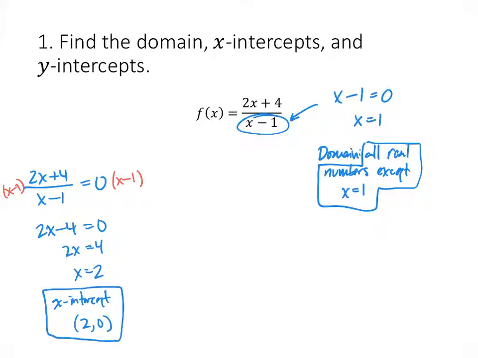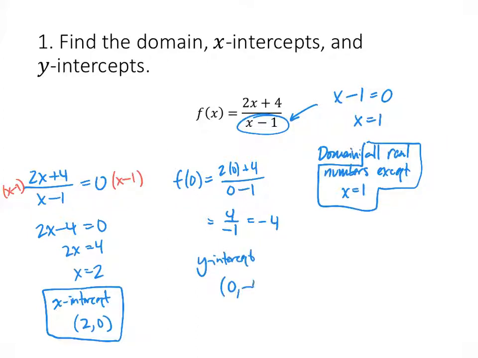For the y-intercept, we just need to look at f of 0. Assuming 0 is in the domain, which it is, we can plug in 0. In this case, we get 4 divided by negative 1, which is negative 4. And so that means that the y-intercept of this function is the point 0, negative 4.